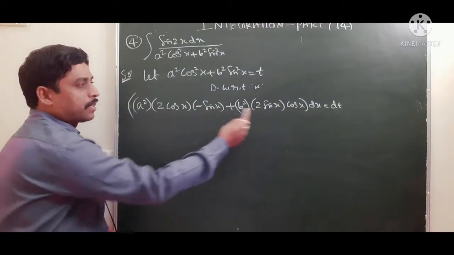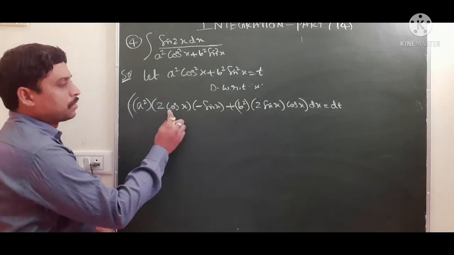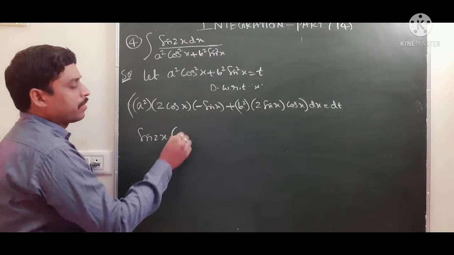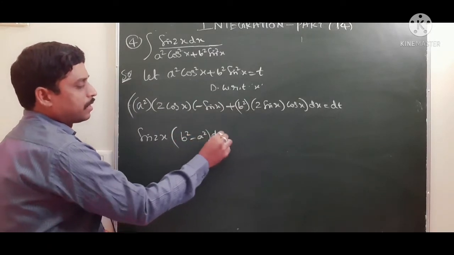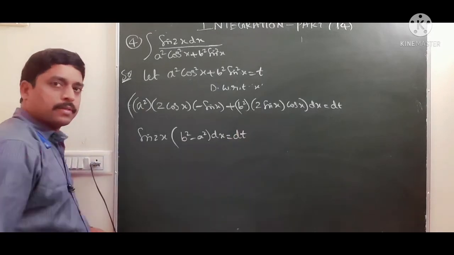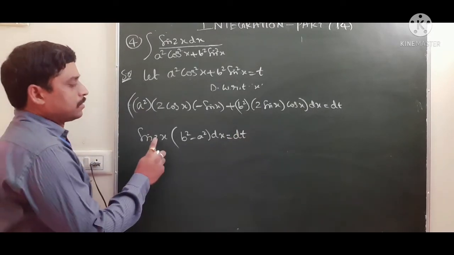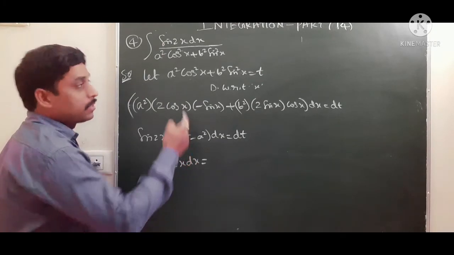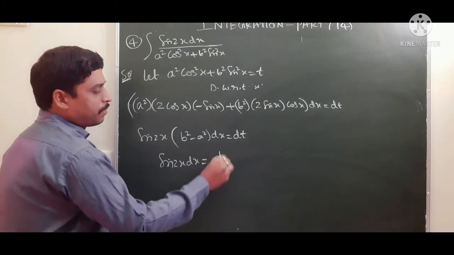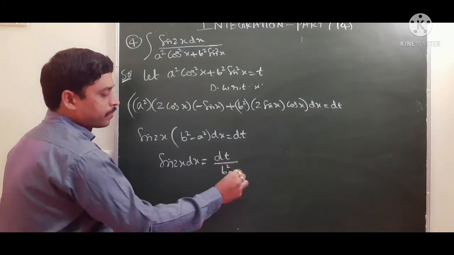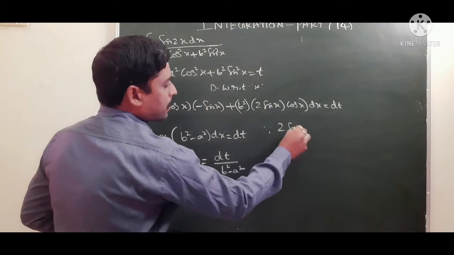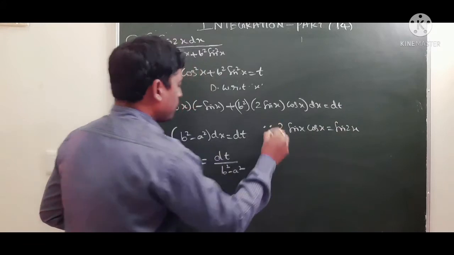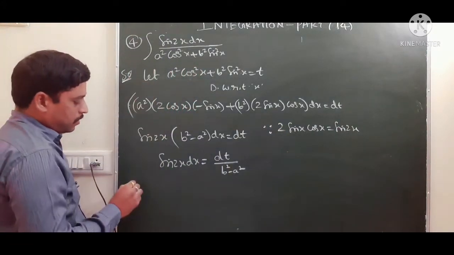So 2 cos x sin x, take 2 cos x sin x out as common. So 2 cos x sin x is nothing but sin 2x. So the remaining value is b square minus a square, dx is equal to dt. Is it okay? Okay, next, sin 2x dx is equal to, we need the sin 2x dx value, dt by b square minus a square. Since 2 sin x cos x is equal to sin 2x. Now what is the statement?